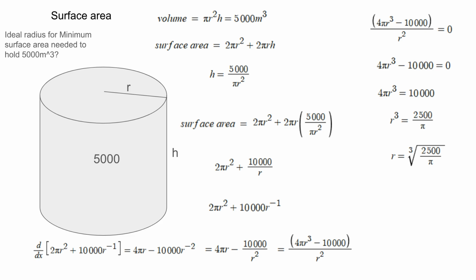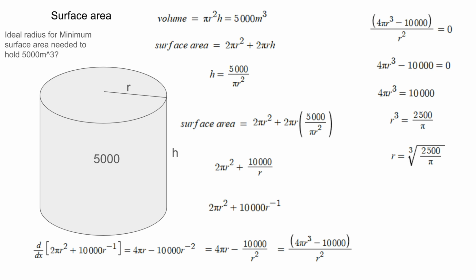This next question is a bit more advanced as it requires us to find the ideal radius for the minimum surface area needed to hold 5,000 meters cubed of a fluid. We know that the volume of a cylinder equals pi r squared multiplied by h, the height, which equals 5,000 meters cubed, and the surface area, which equals 2 pi r squared plus 2 pi r h. Rearranging the first equation gives h equals 5,000 over pi r squared.